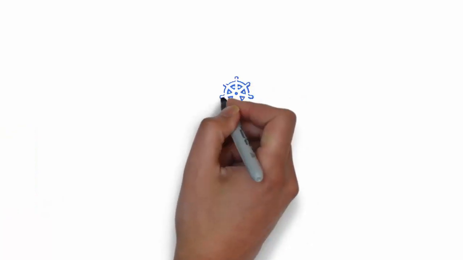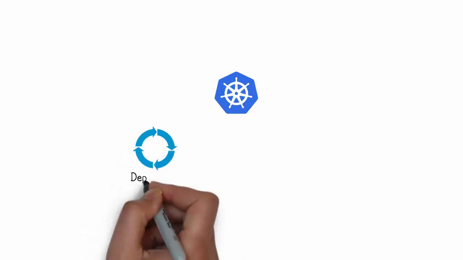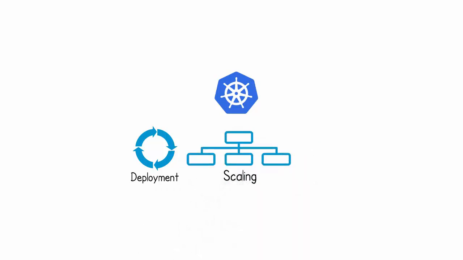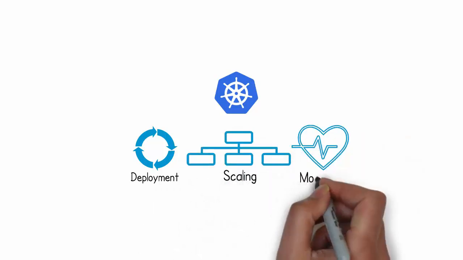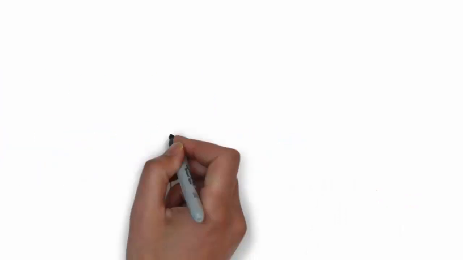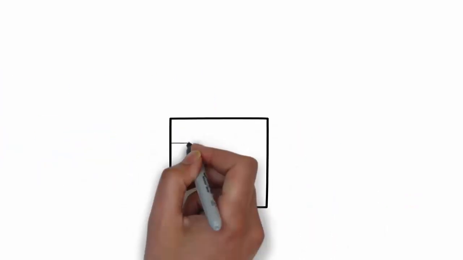This is where Kubernetes comes in. Kubernetes is a platform for working with containers. At its core, Kubernetes gives you an easy method of deploying container applications, scaling your infrastructure up or down, and monitoring applications and servers. Let us take a closer look at how Kubernetes accomplishes all this.